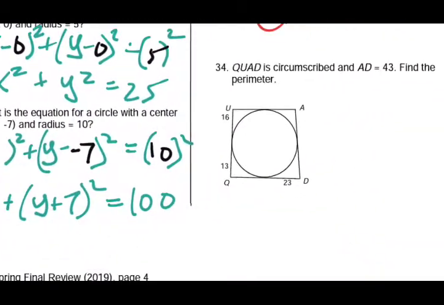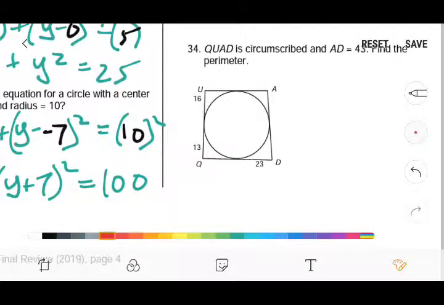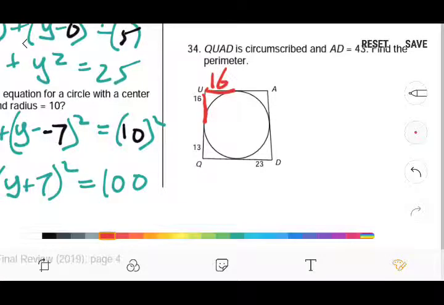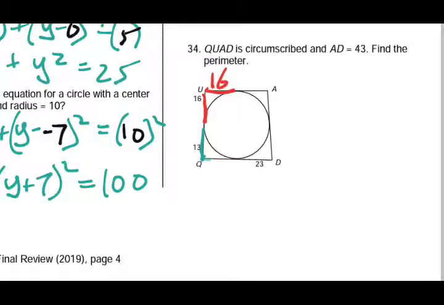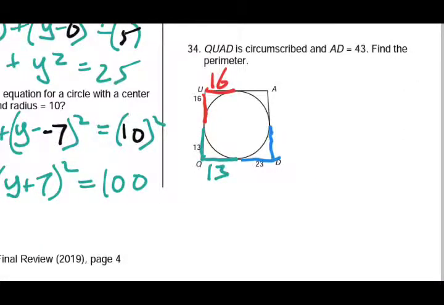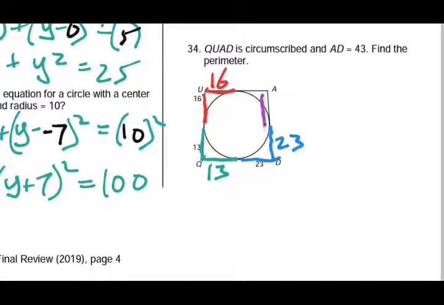Alright, last question. This one actually is really good for color coding. So here you have 16. This is also 16 right here. Here we have 13. This is also 13 here. Then you have 23. This is also 23 here. Then AD is 43. So from here to here, it's 43.